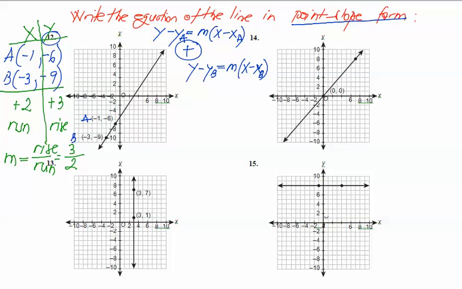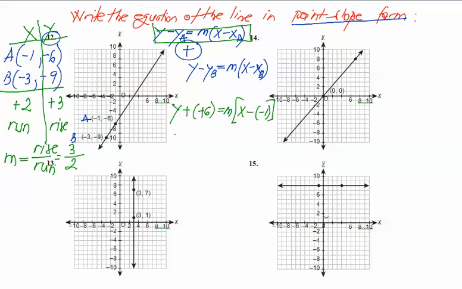Now I'm going to use this m and write the equation. Which point do you want to use? You want to use A or B? Well, let's go with A first. I have y minus y of A, which is -6, should equal m times x minus, what is the x of A? -1. Okay, now minus minus makes a plus, right?